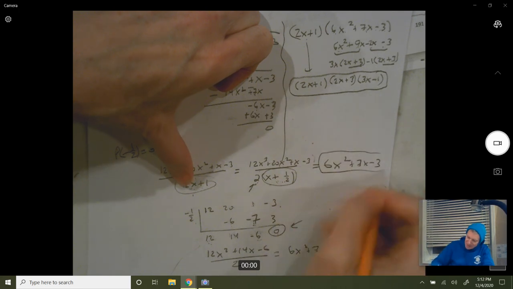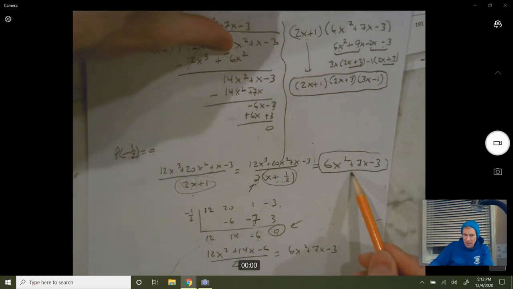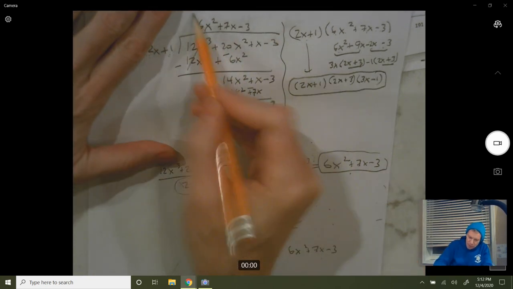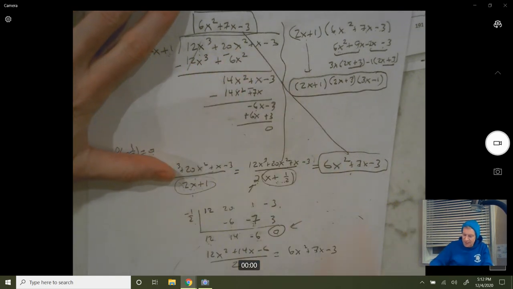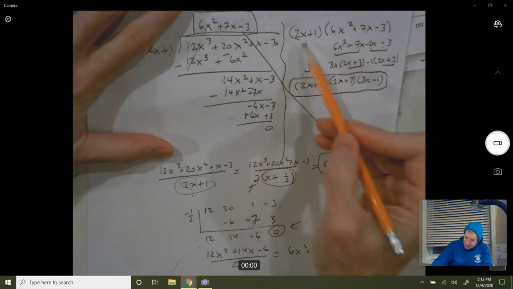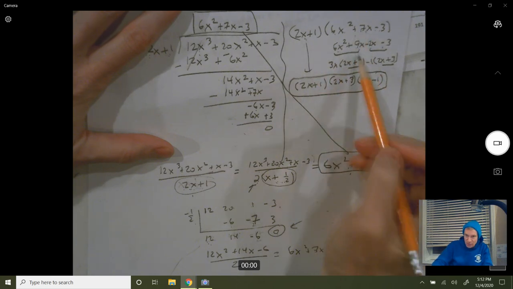As you can see, that was a little bit more complicated, but you do get the same answer as we got over here with the polynomial long division. So those will be equal. Then at that point, you would get to this times this, and then you'd factor that further to get this answer.